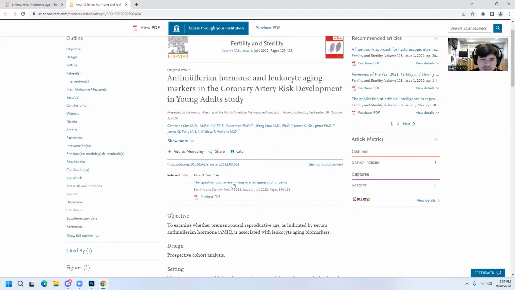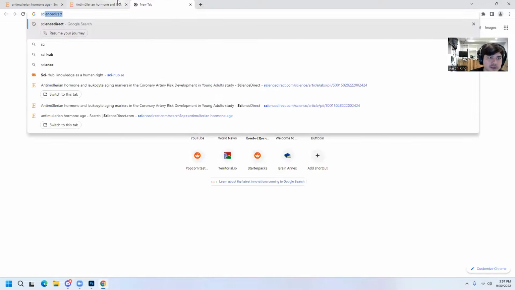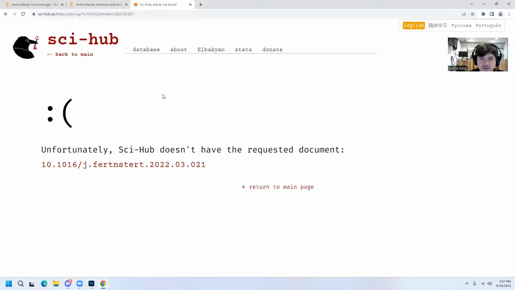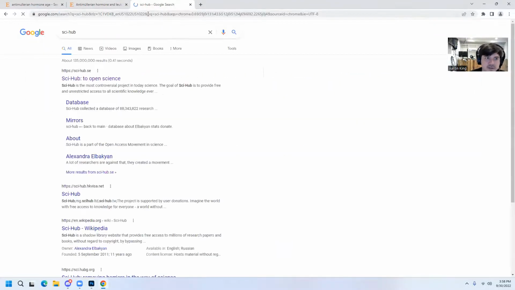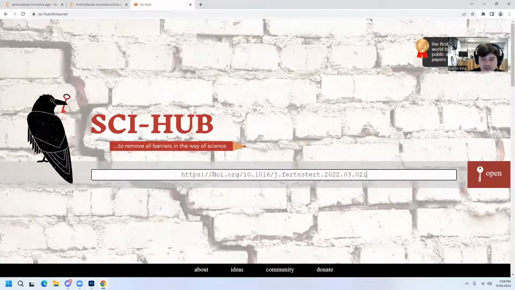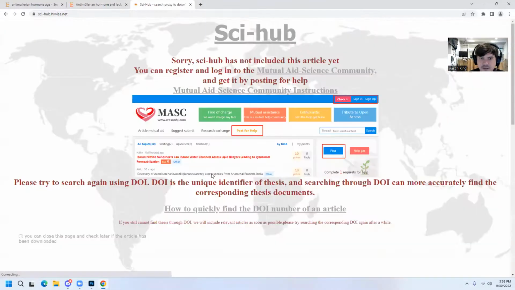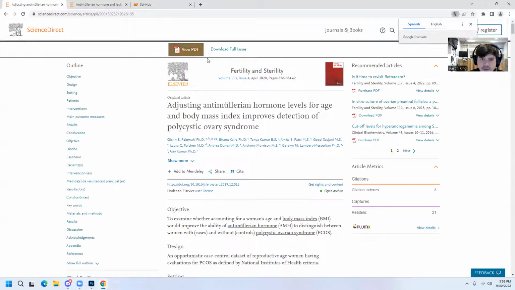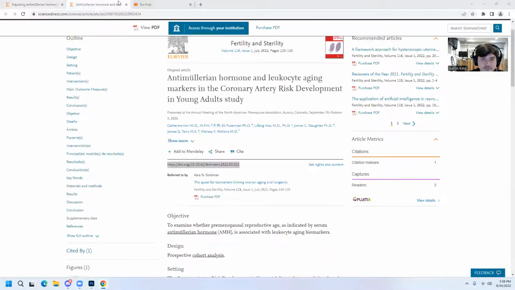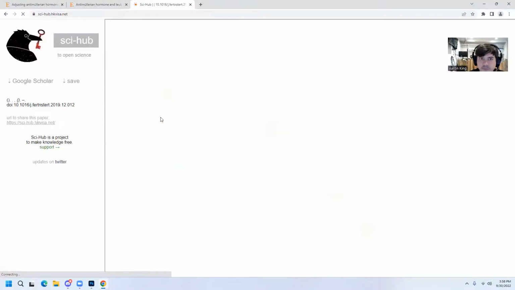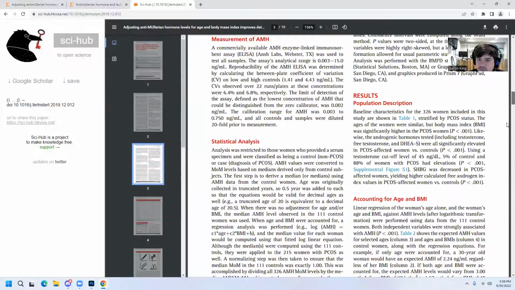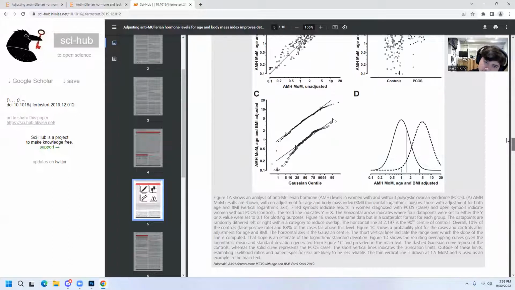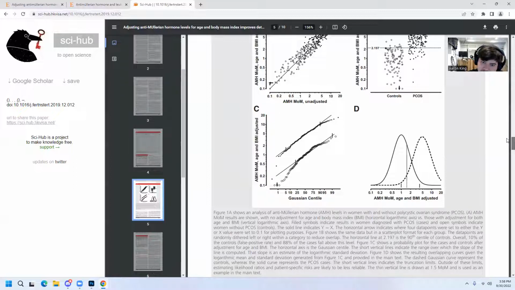It doesn't look like it. Sci-hub.se, does that work? That looks more correct. Levels for age, adjusting for age. Blah, blah, blah. Okay. No, these are not what I'm looking for. AMH, age and BMI adjusted.